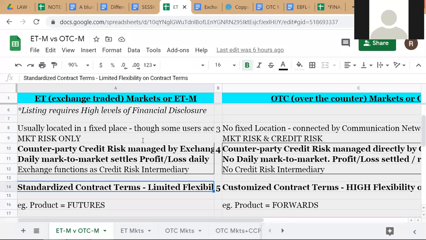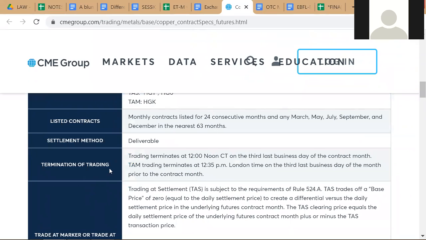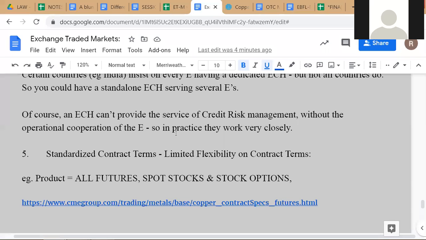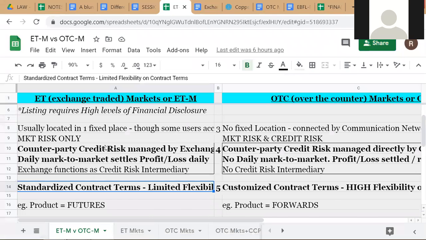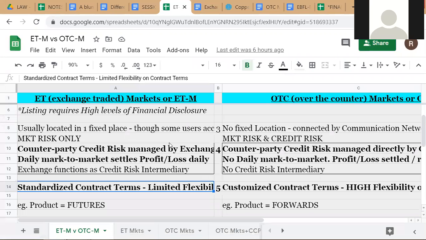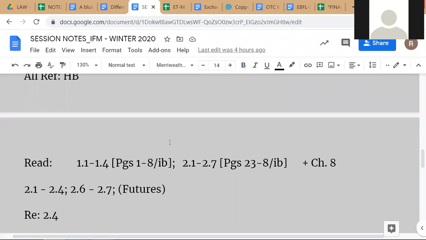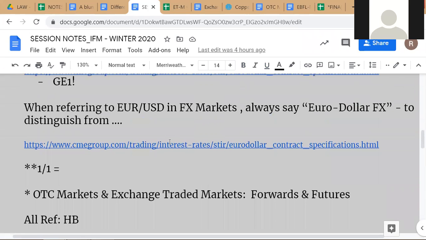One of the elements of standardization is that they decide that this is deliverable. Some of these contracts are not deliverable. For instance, let's look at the other contract here. I want to draw a contrast with copper, where the settlement method is deliverable. Let's look at S&P 500 futures, which will not be deliverable. Let's look at what the situation is with that.